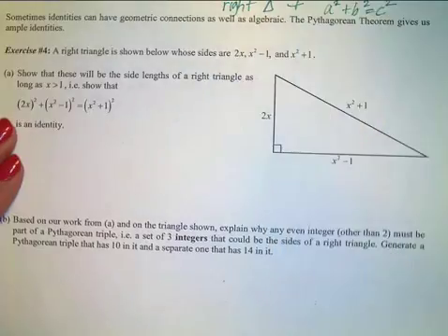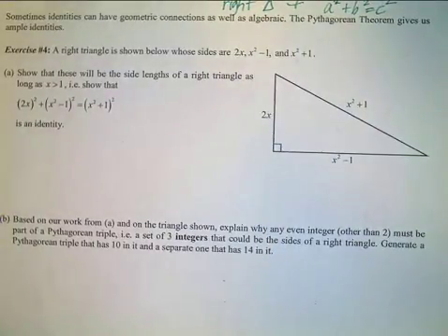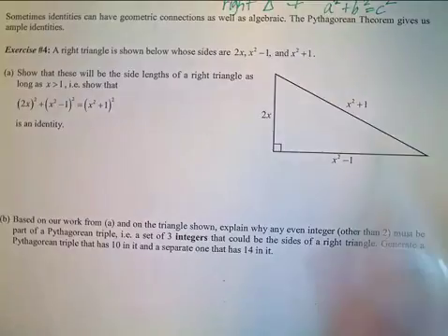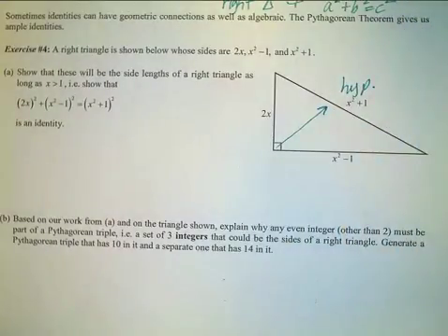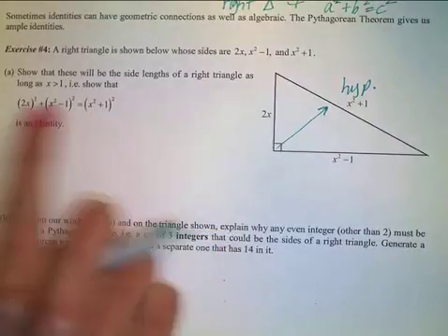Okay? All right. So in exercise 4, we have a right triangle, and the sides are 2x, x squared minus 1, and x squared plus 1. They want us to show that these will be the side lengths of a right triangle as long as x is greater than 1. So we have to show or prove this identity. Well, what are some things we know about Pythagorean theorem? Okay. The hypotenuse, which is across from the right angle, is the biggest side. Okay. So that's why it's equal to the sum of the other two sides.